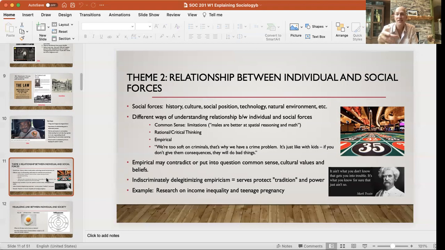It puts it all on the individual and moves it totally away from thinking about a variety of social structural forces. The challenge becomes that you can still hold individuals accountable, but also understand the interplay between individuals and the environment. So it's never about excusing behavior. It's about trying to understand behavior. And to understand behavior, we have to look at that interaction between individuals and society itself. Sometimes the empirical can contradict our own common sense.